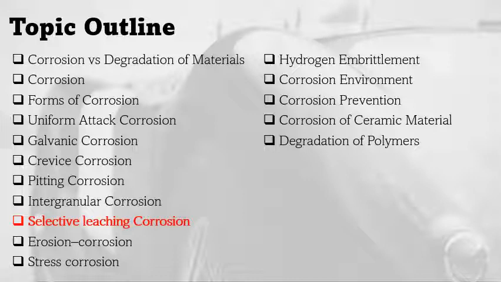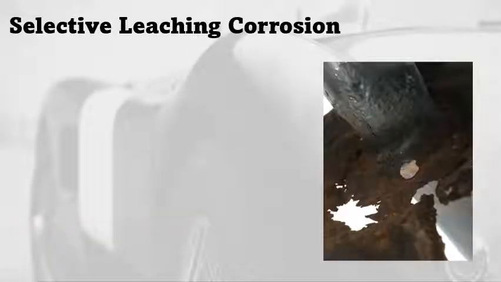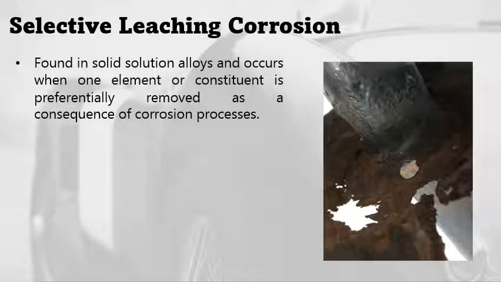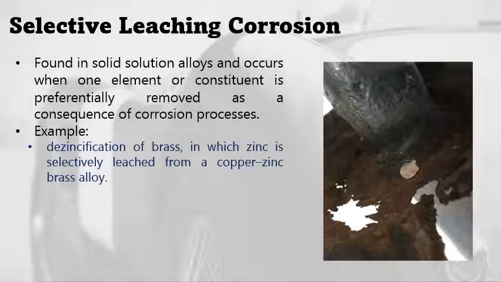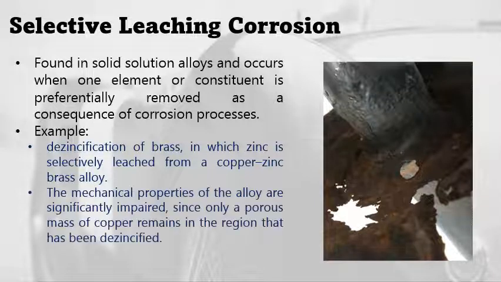Let's move forward to selective leaching corrosion. Selective leaching is found in solid solution alloys and occurs when one element or constituent is preferentially removed as a consequence of corrosion processes. The most common example is the dezincification of brass, in which zinc is selectively leached from the copper-zinc alloy. The mechanical properties of the alloy are significantly impaired, since only a porous mass of copper remains in the region that has been dezincified. An example is shown here in the illustration.